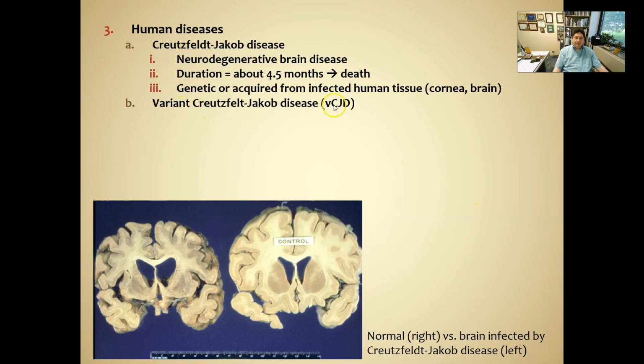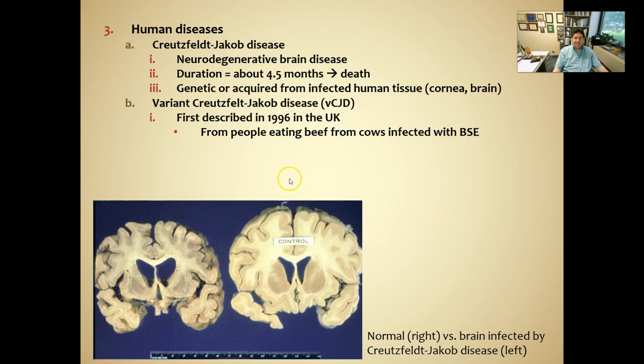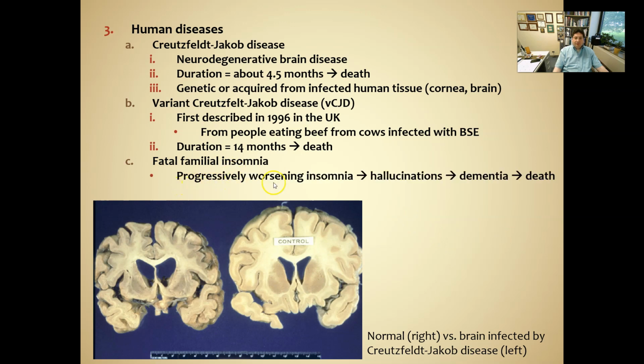Variant Creutzfeldt-Jakob disease was first described in 1996, again in the United Kingdom. This was documented from people eating beef from those cows that were infected with mad cow disease, and it led to this variant. It lasts a little bit longer, up to 14 months, inevitably leading to death. And then the last one is something called fatal familial insomnia, which causes progressively worsening insomnia, hallucinations, dementia, that TSE, and then death. Again, this one tends to run in families as well.